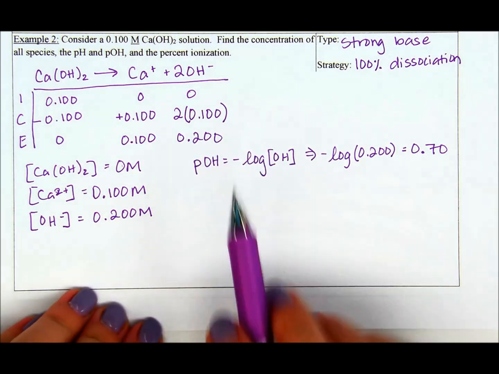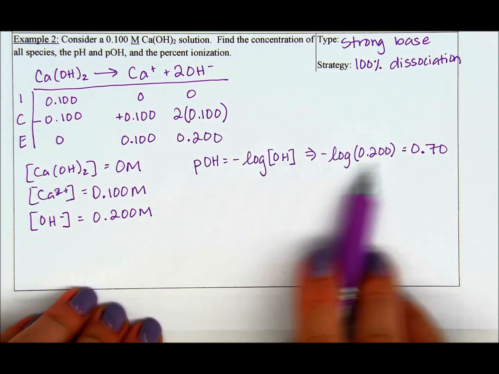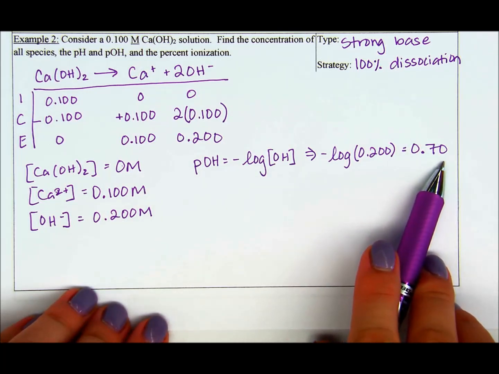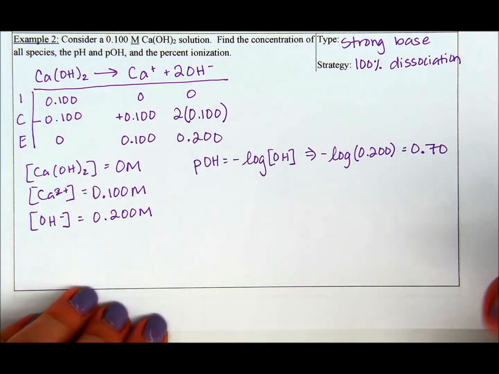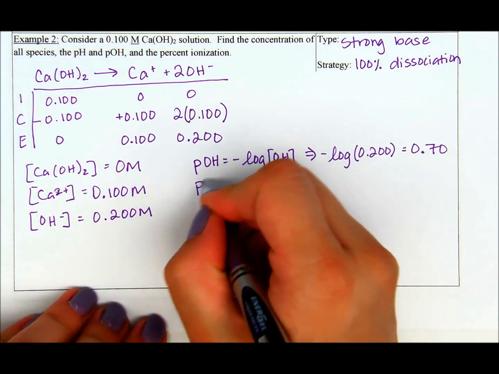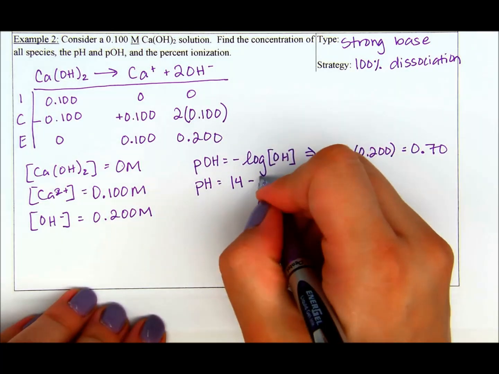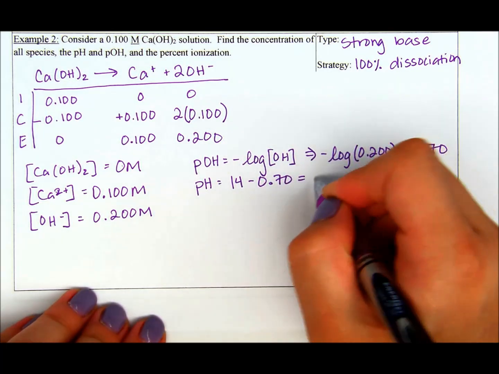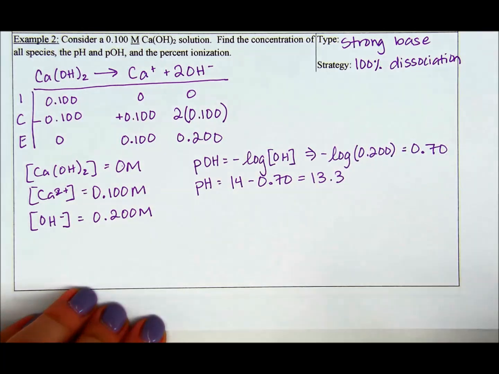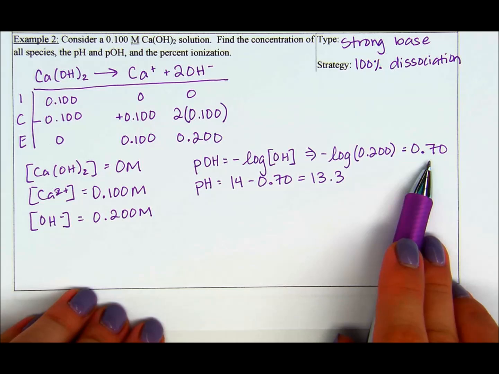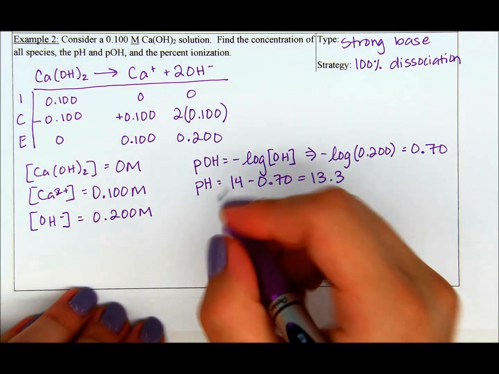And that's good. So this is a base. It's a strong base, so it should have a really low pOH. So it would have a really high pH. So the pH is going to end up being 13.3. So let's see that. pH, of course, is 14 minus your pOH, 0.70, and that equals 13.3. So very, very high pH, indicating a base. Very, very low pOH, again, indicating a base.